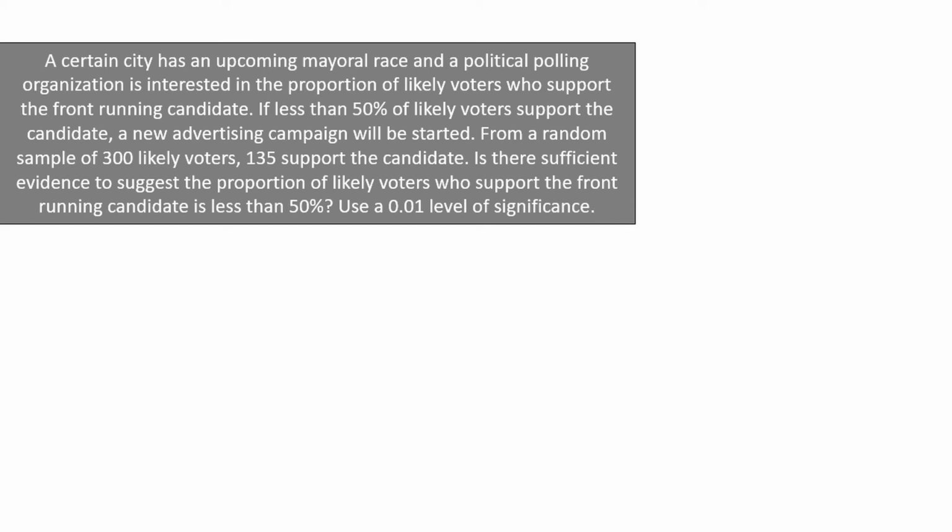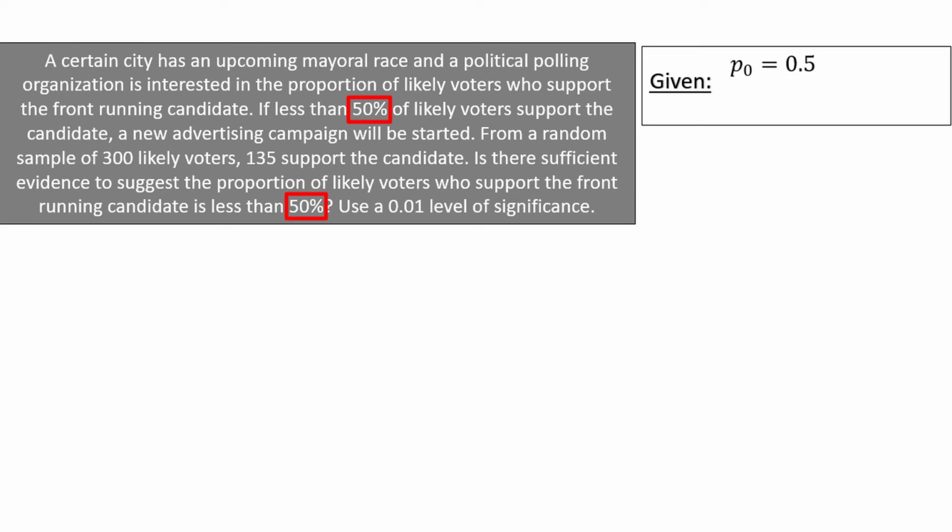Let's begin by writing out some of the given information. The default position is that the proportion of likely voters who support the candidate is 50%. Therefore, p sub 0 is 0.5. The sub 0 just means that this is the proportion corresponding to the null hypothesis, which we will be testing our data against. X, the number of successes, is the 135 supporters, and n is the sample size of 300. P hat is x divided by n, or 135 divided by 300, which equals 0.45.